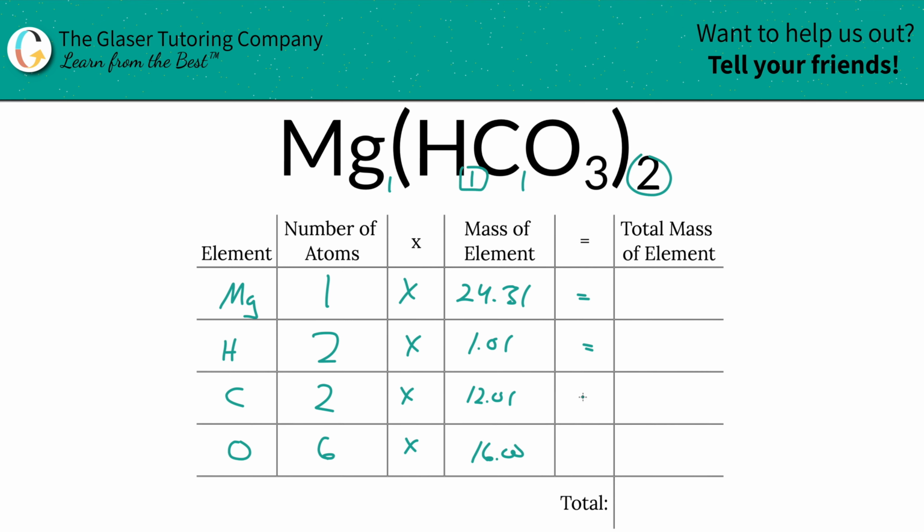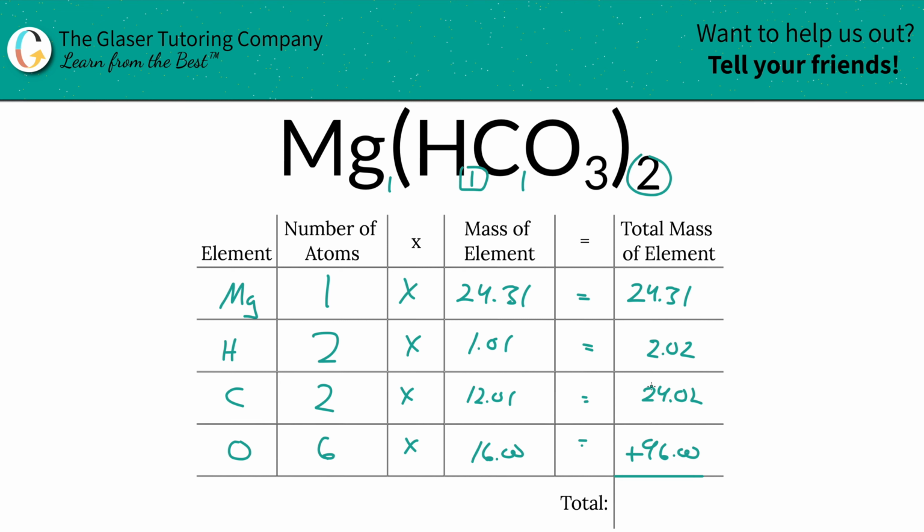And then all we simply have to do is multiply this row across to find the total mass of each element in the compound. So the total mass of magnesium is simply going to be 24.31. The total mass of hydrogen is going to be 2.02. The total mass of carbon is going to be 24.02. And the total mass of oxygen is going to be 96.